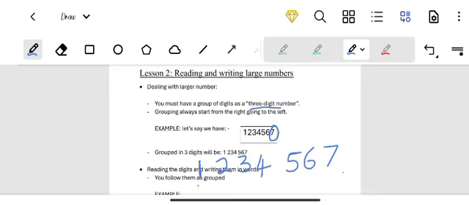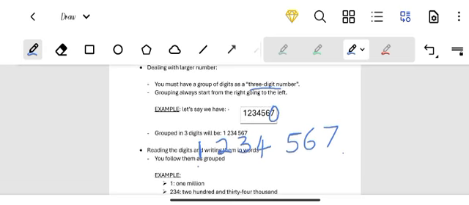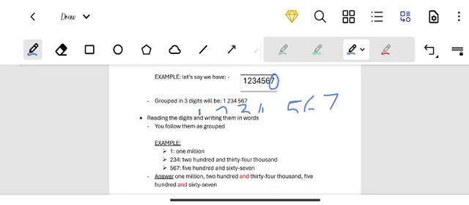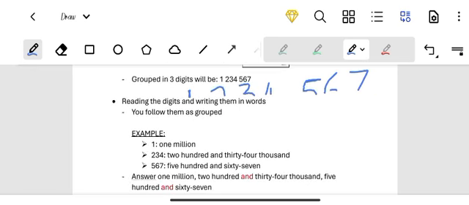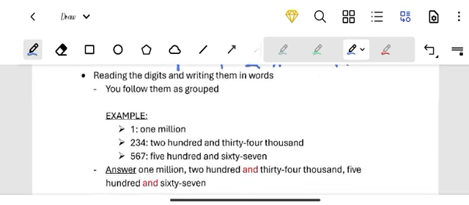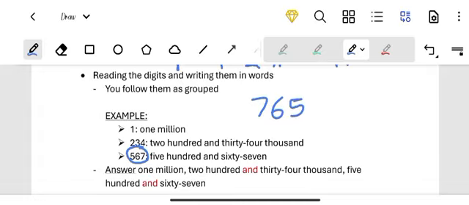Now we move to reading the digits and writing them in words. How do I write them in words? Here I provided an example of what we were talking about, the numbers. We had 1, 2, 3, 4, 5, 6, 7. I want us to firstly look at this last group down here. If you can check, remember that we stated that 7 is our unit, 6 is our tens, and 5 is our hundreds. So how am I going to start?